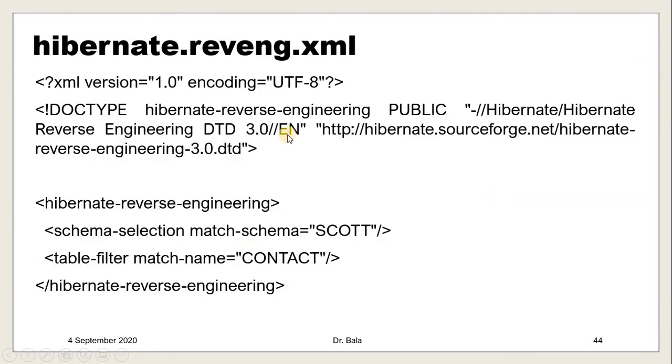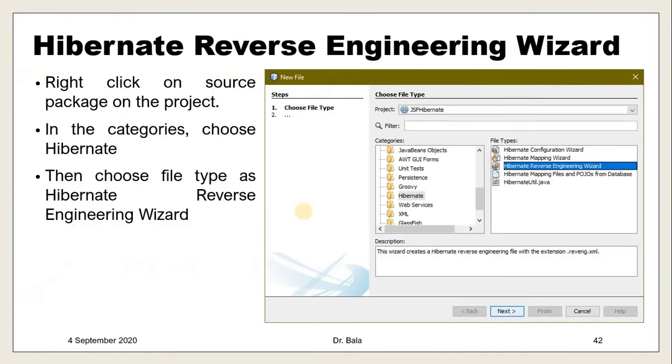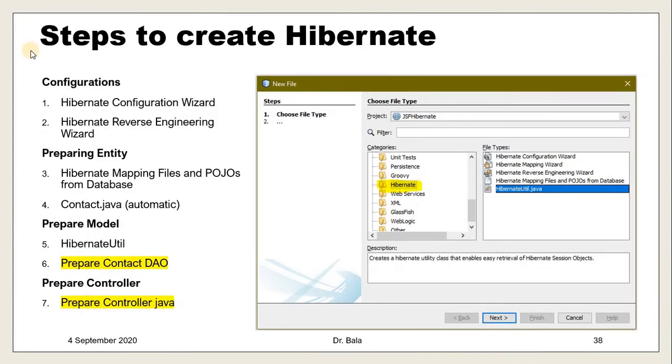This will prepare the hibernate.reveng.xml file, which connects with your schema. My schema is caught here, and your table name, for example, I selected contact as my table. This XML file is prepared. So as of now, we prepared two configuration files: Hibernate configuration wizard and Hibernate reverse engineering wizard. These two we completed. Now, after completing this, we will prepare an entity, model, controller folder structure, and we will follow the rest of the things.